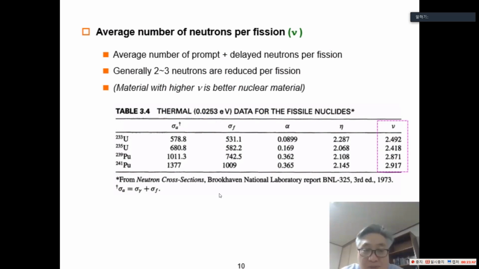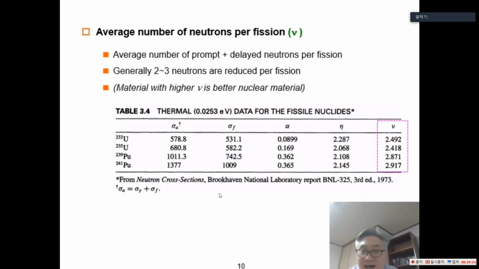Uranium-235 has an absorption cross-section of 680, and the fission cross-section is 582. That means the radioactive capture cross-section is about 100. And alpha, what was alpha? That was the capture to fission ratio, okay? And nu was the number of neutrons emitted after the fission.